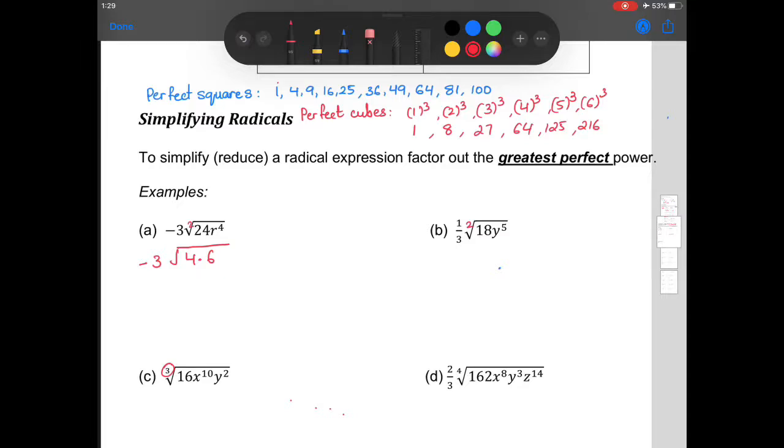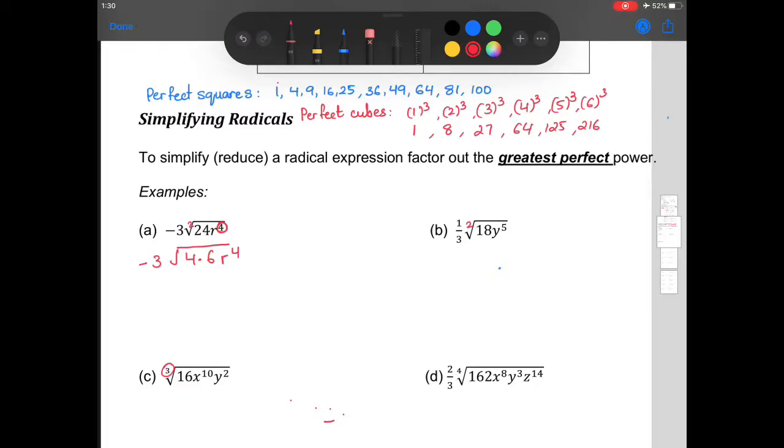Now, how do I check if my variables are perfect squares or perfect power? You look at the index. Here, my index is 2, and look at my power. It's 4. So it has to be a multiple of your index. 4 is a multiple, so you don't need to break it. You just leave it as r to the 4th, right? So this is how you simplify it.